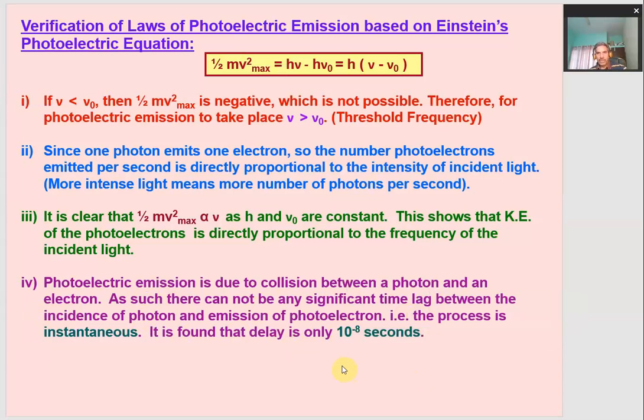So here we see that Einstein's photoelectric equation, or the photon theory, or particle theory, of light, correctly explains all the laws of the photoelectric effect. So that is all for now.